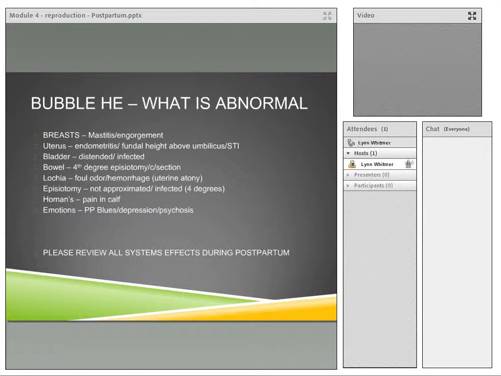Again, your breasts. When we're talking about some abnormal findings, the breasts are going to start to fill if the milk is coming in, and the milk will come in more rapidly if she's breastfeeding, of course. But even bottle feeding, she's going to have some engorgement or filling of her breast. If she's engorged and breastfeeding, we would encourage more feeding, we would encourage heat, we would encourage a hand massage, try expressing some of that milk while she's in the shower just to make her more comfortable.